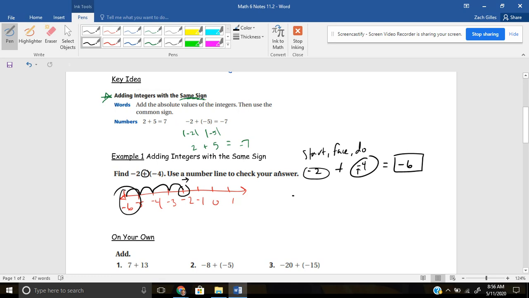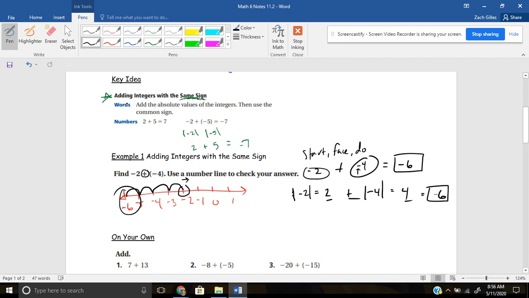Now that follows the same rule we just had up here. What's the absolute value of negative 2? The absolute value of negative 2 is 2, plus the absolute value of negative 4 is 4. So 2 plus 4 gives me 6. And then use their common sign. Their common sign is a negative. So negative 6 would be my answer.